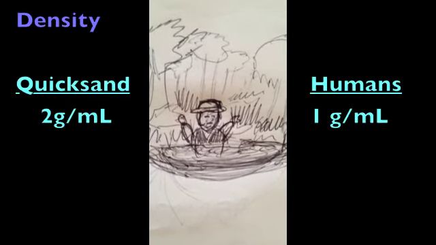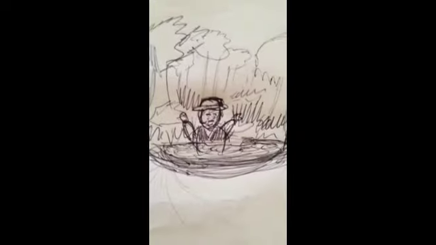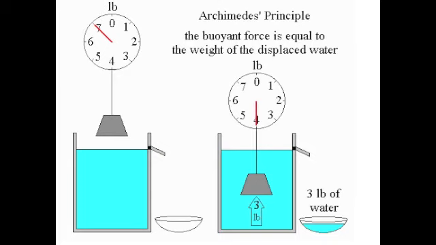Quicksand has a density of about 2 grams per milliliter, while humans only have a density of about 1 gram per milliliter. Because the density of humans is smaller than that of quicksand, humans will not completely submerge, but instead float like a cork in water. This occurs due to a concept called buoyancy.